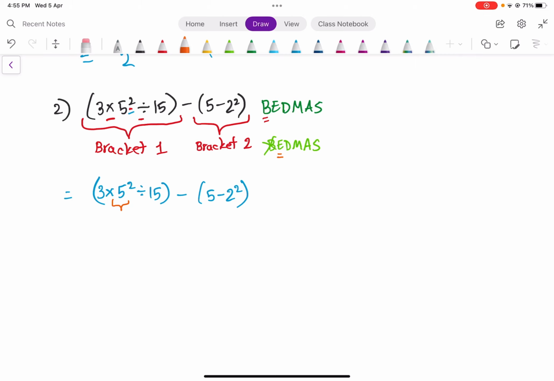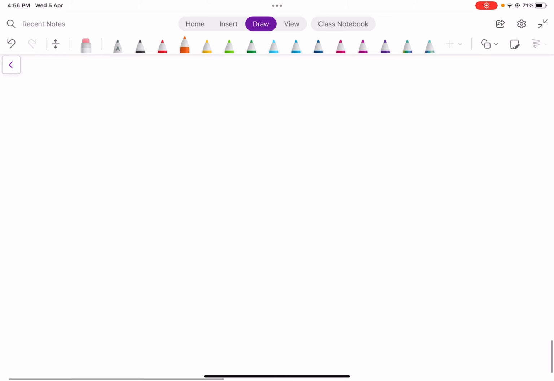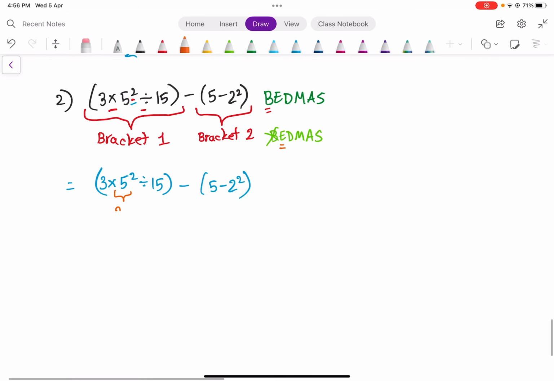So what is 5 squared? 5 squared is basically 5 times 5, and 5 times 5 gives us 25. Now, are there any other exponents in here? No. So let's rewrite our equation: 3 times 25 divided by 15 minus bracket 5 minus 2 squared.